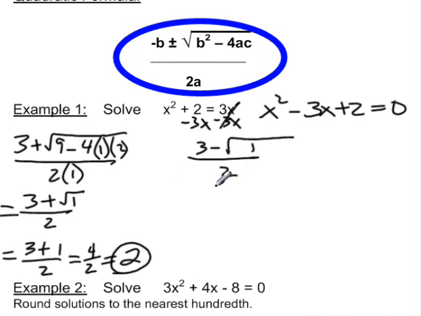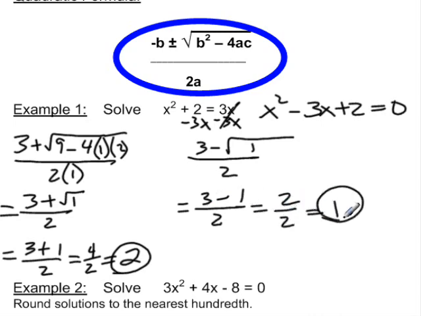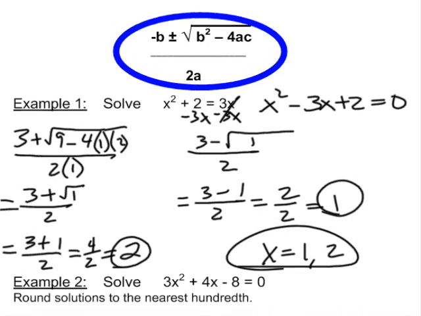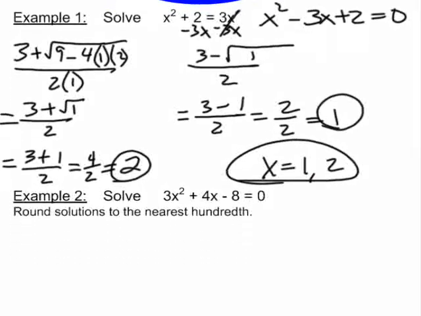Okay, so 3 minus the square root of 1 is 3 minus 1 over 2. Okay, and that's going to give us 2 over 2, which is just 1. So my solutions are 1 and 2. All right, so not very difficult. This one could have been done by factoring, but I wanted to show you an easy one for the first case. Like I said, it works for all of them.